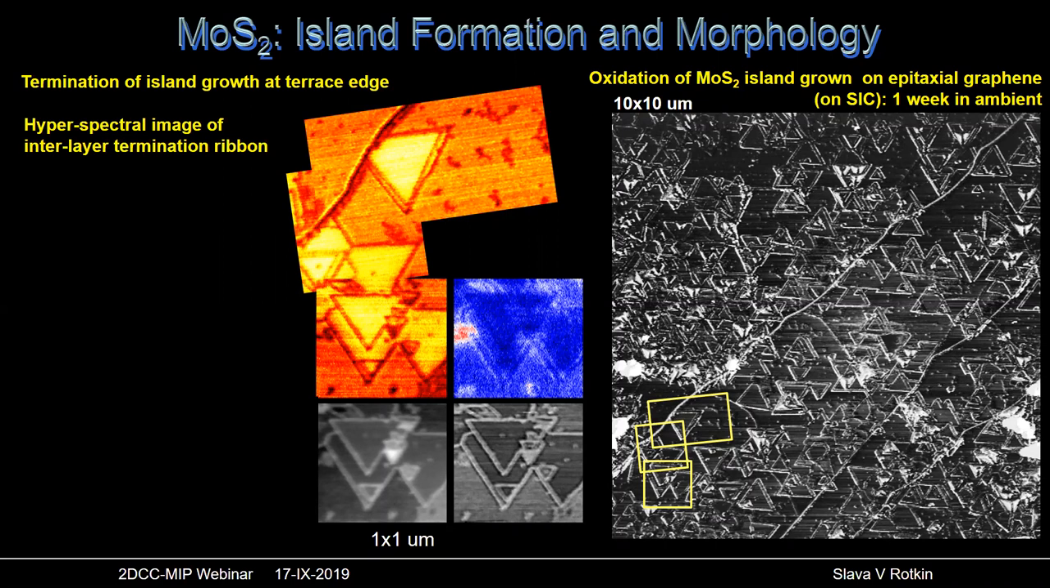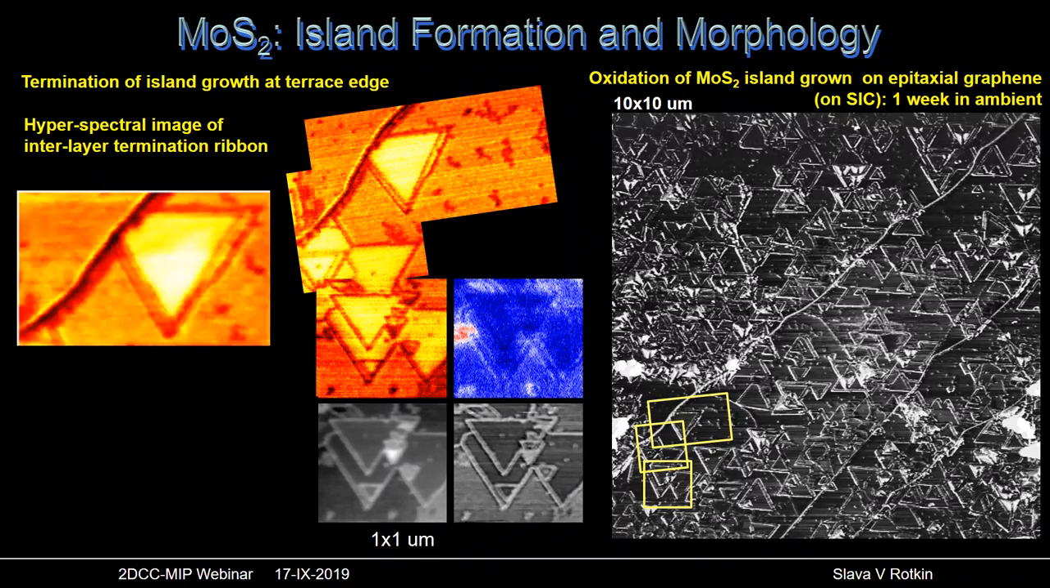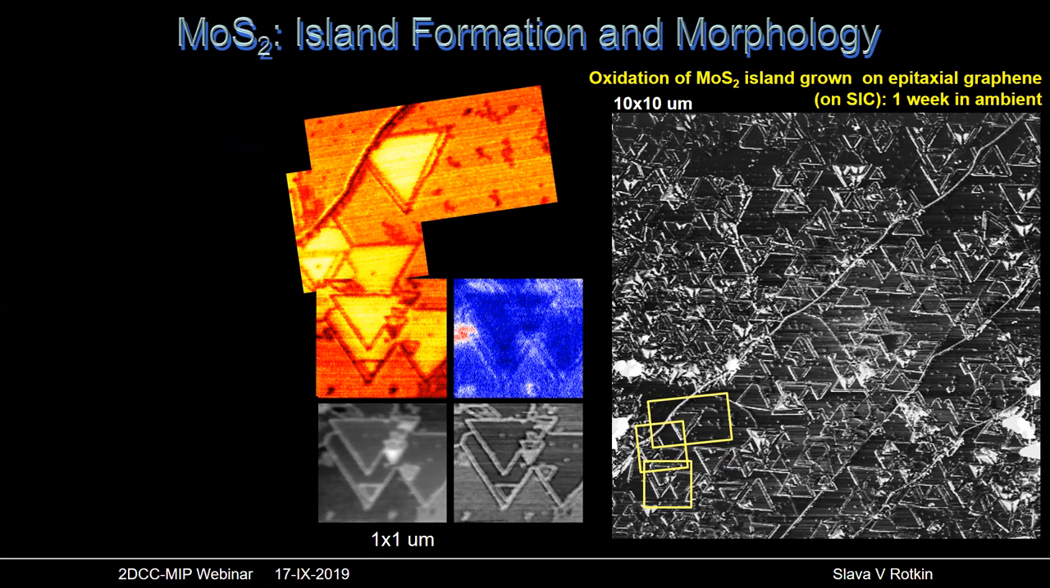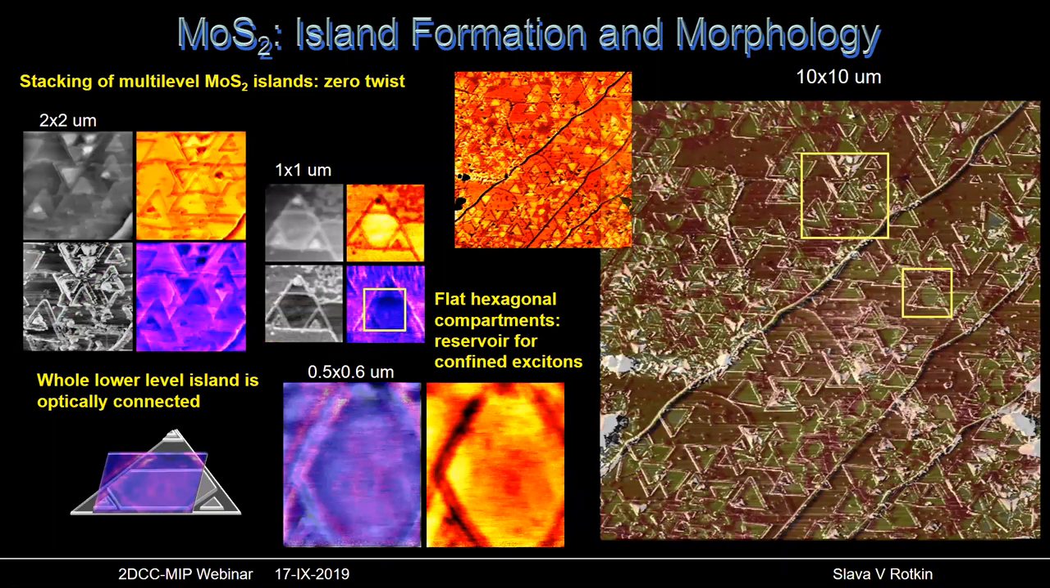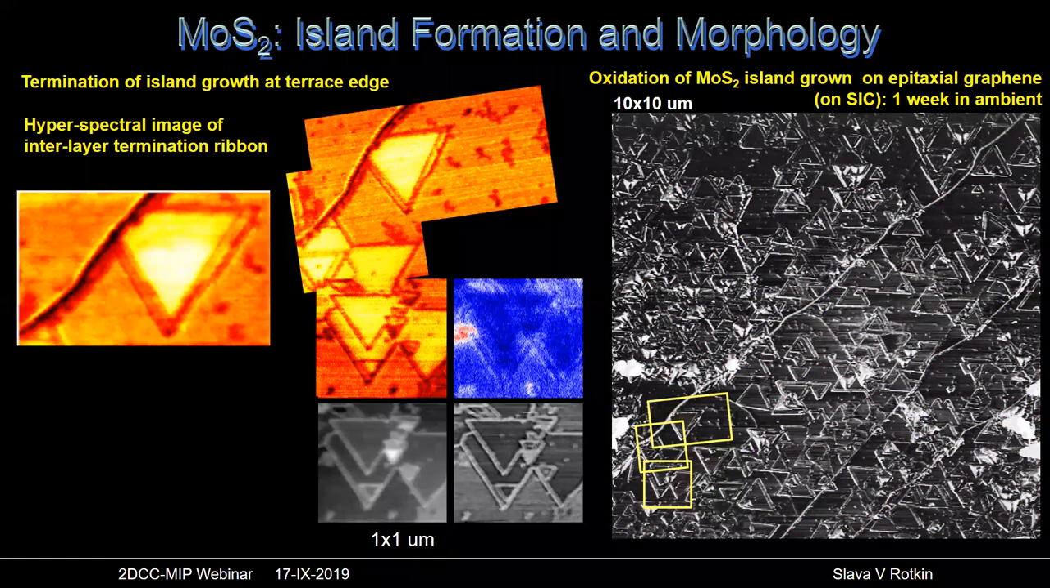So we zoomed in on that island, but we also changed the wavelength of the excitation to make a hyperspectral image of that termination. And of course, for some reason, this image is not animating now. Give me a second. Let me try to run this slide once again. Yeah. So what you see here is the series of images taken at different excitation wavelengths.